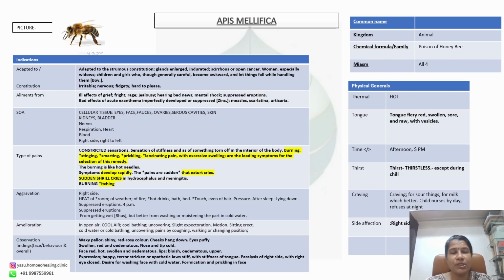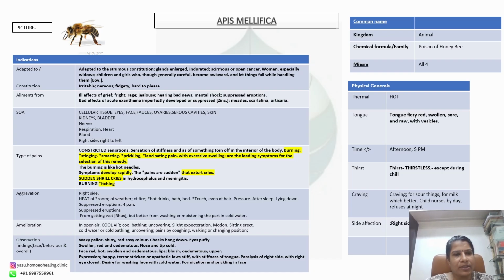Now the type of pains, which is one of the key indications for Apis, is burning, stinging, smarting. So they are burning pains with swelling, and they develop rapidly. The pace of Apis is very fast, and that extorts cries. Patient cries, sudden shrill cries. It's an unpleasant sound, a crying sound, which is there in Apis, in hydrocephalus and in meningitis. Also, there are itching pains. So these are the pains which are one of the key indications for Apis.